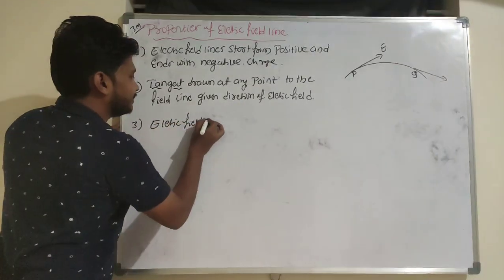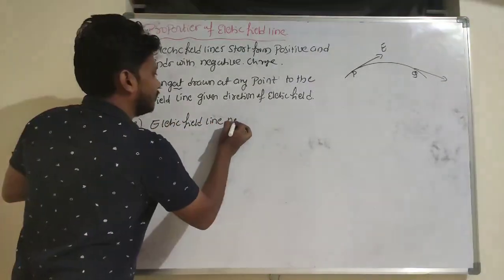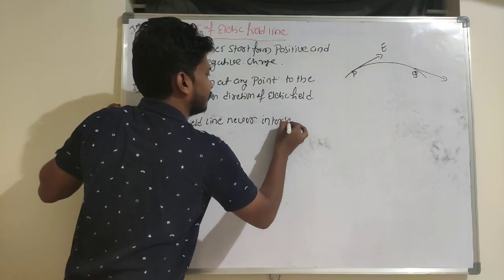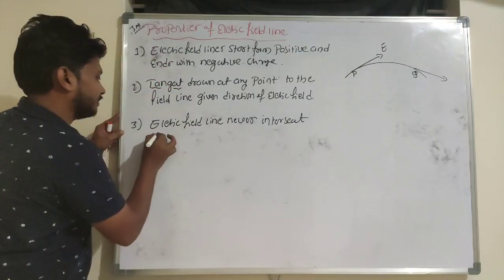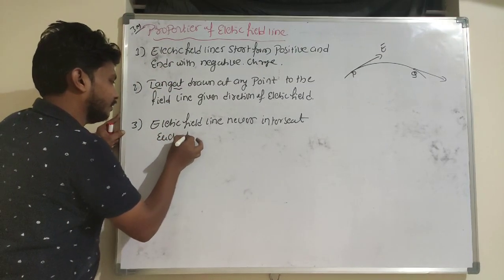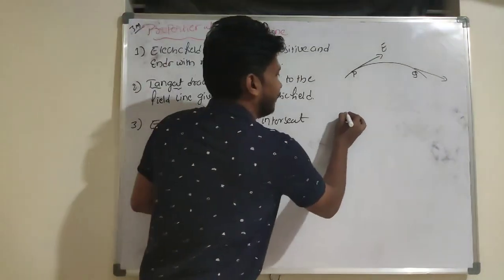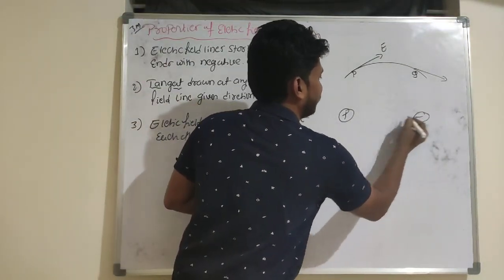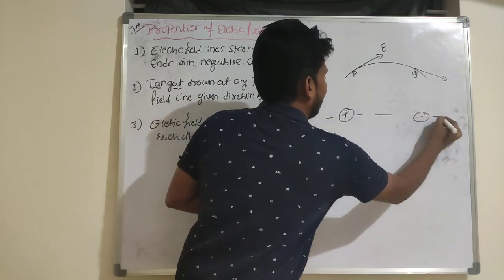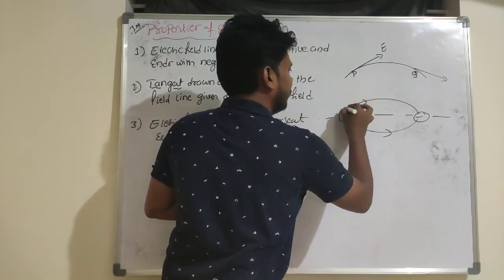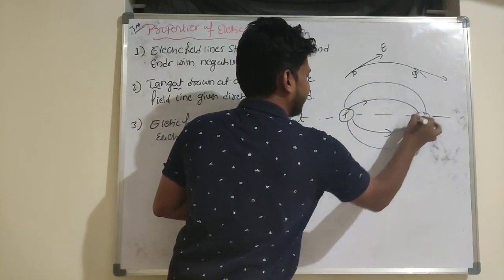Electric field lines never intersect each other. So why do electric field lines never intersect? For example, I have drawn this: this is a positive charge and this one is a negative charge. I am drawing the electric field lines in this fashion.